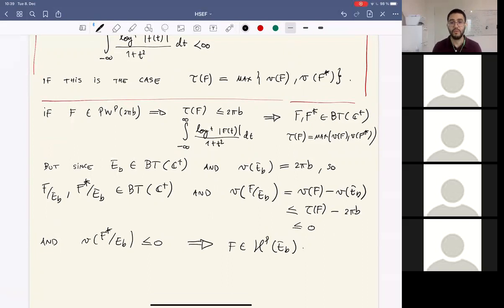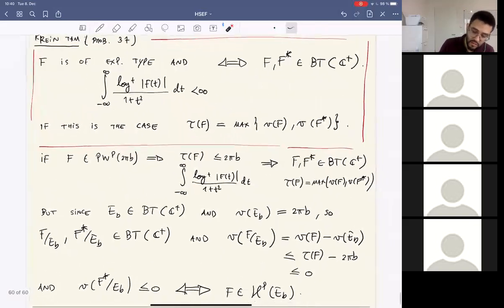To the de Branges space, okay? And now we go back, well, basically, it is the same thing. If F belongs to the de Branges space, we do know that both of these have no negative mean type, but E is of bounded type. So we conclude that the mean type of F over E is of bounded type. Since E is of bounded type, F and F star will be of bounded type, okay?